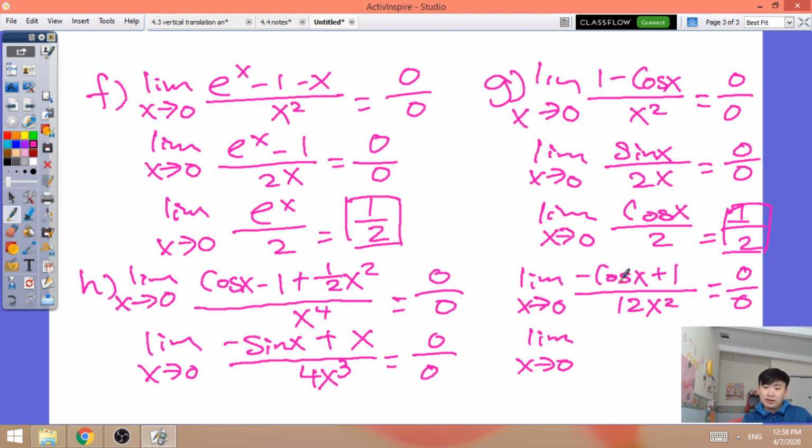So derivative of negative cosine of x, so we do have negative sine x. So negative, negative, positive. So positive sine x. Derivative of 1, that's a constant, so it's 0. Derivative of 12x squared, so 24x. So it looks like it's going to be 0 over 0 again. So one more time. Man, this one is tedious. So derivative of sine x, so we do have cosine of x. Finally, this time it's going to work. Derivative of 24x, 24. So plug in 0, so we do have 1 over 24. And that would be the final limit.